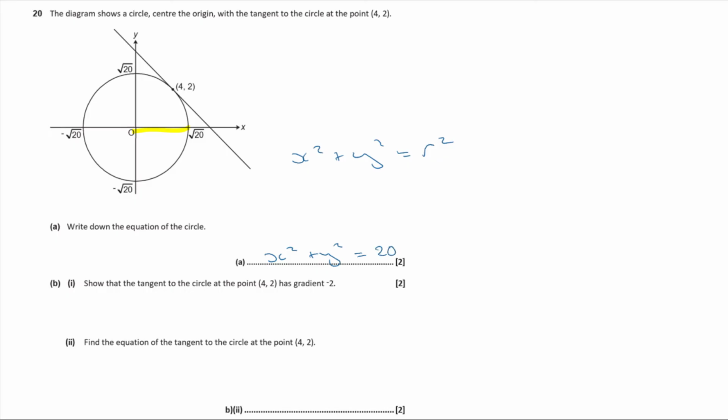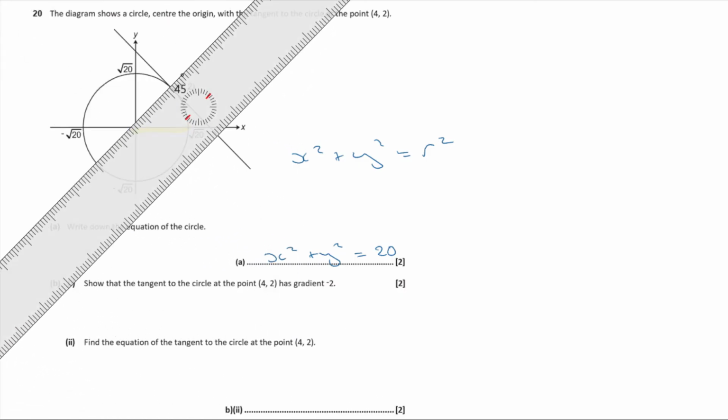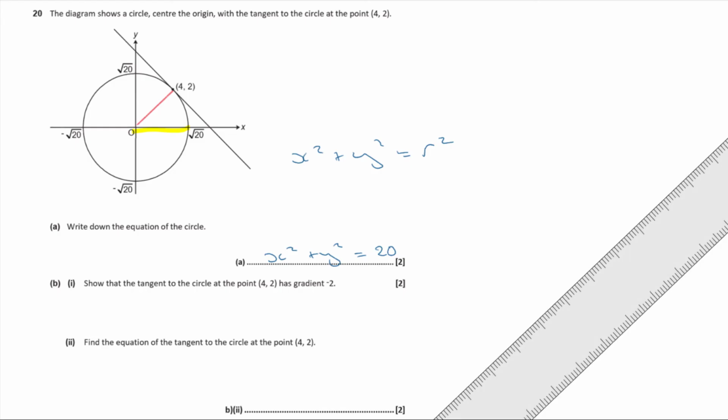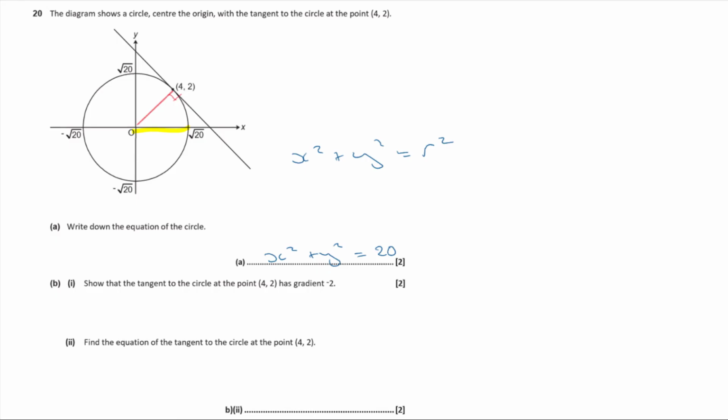Okay. Show that the tangent to the circle at the point 4, 2 has gradient minus 2. Now, in order to work out the gradient of this tangent, we can use a little trick. We can draw a radius running from the origin 0, 0 up to our point. And that we know is at right angles to our line that we want to find, because a radius is always at right angles to the tangent drawn at the point of contact. So those two things are at right angles to each other. So if I find the gradient of the radius, then I know that the tangent is going to be the negative reciprocal of it because it is perpendicular to it. Okay, so I'm going to do that first.